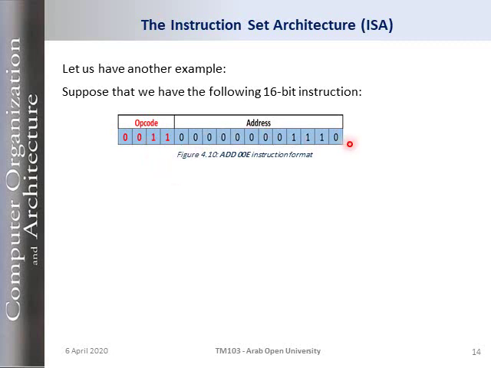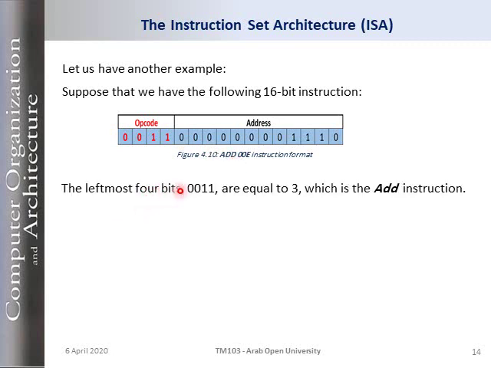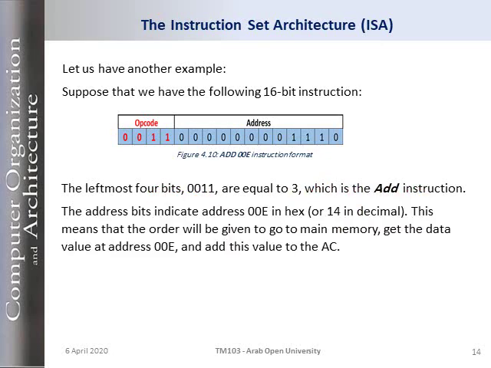The address is equal to 14, which is E in hexadecimal. The next 4 bits are equivalent to 0 in hexadecimal. So the leftmost 4 bits, 0011, are equal to 3, which is the add instruction. The address bits indicate 00E in hex, or 14 in decimal.